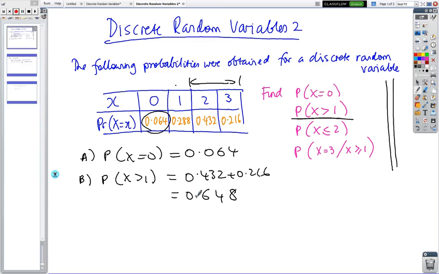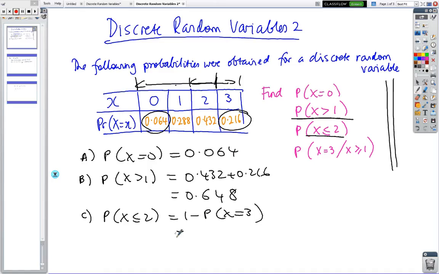So that's straightforward. The probability that x is less than or equal to 2 is those three numbers there, but it's much easier to just take that number and subtract it. So the probability that x is less than or equal to 2 is 1 minus the probability that x equals 3, because that's quicker. So it's 1 minus 0.216, which is 0.784.